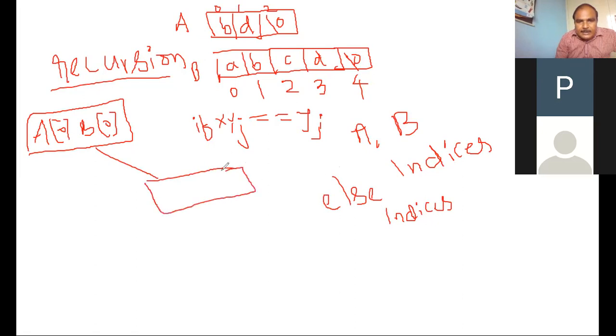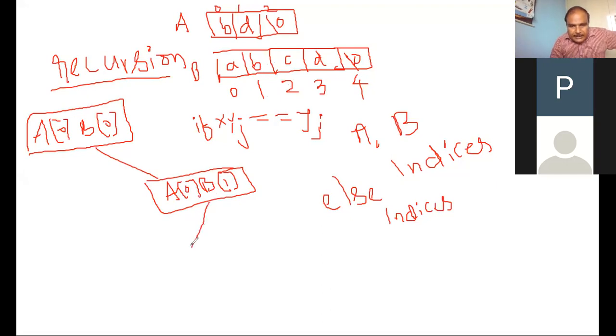So the A of 0 is compared with the B of 1. Is it equal? Yes, it is equal. A of 0 is B and B of 1 is B. Both are equal, so we increment both indices: A of 0 becomes A of 1, and B of 1 becomes B of 2.